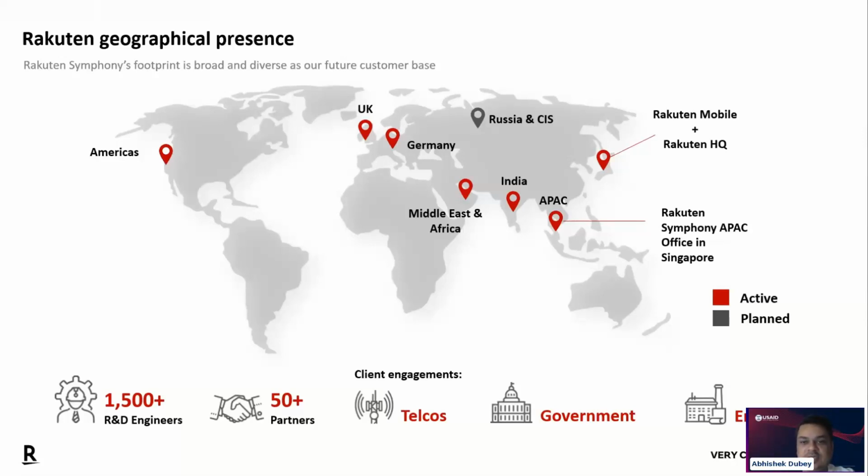We have presence in different countries, as you can see on the screen: in Japan, Southeast Asia, India, the Middle East, Germany, UK, and the Americas. We have 1,500 plus R&D engineers who are working on feature development and O-RAN development. And we also have engagement with telcos, governments, as well as enterprises for telco-grade network deployment and for private network deployment.